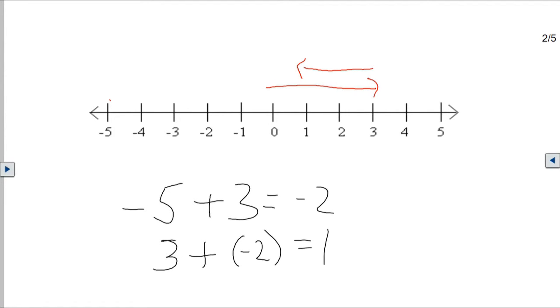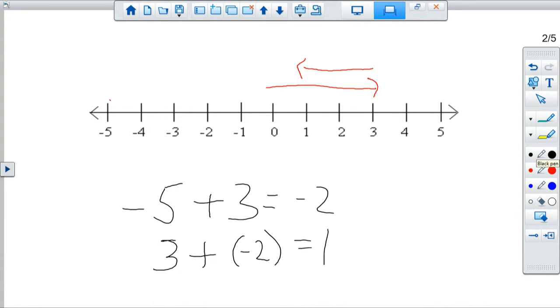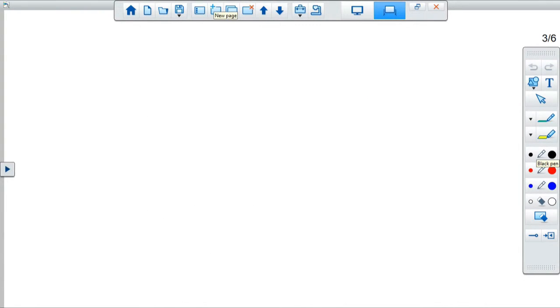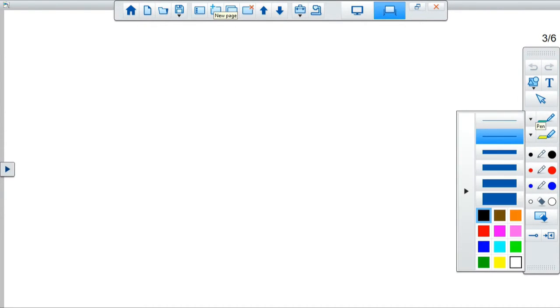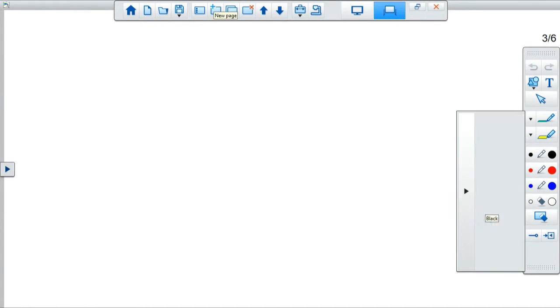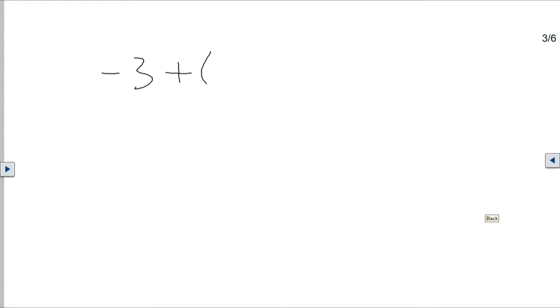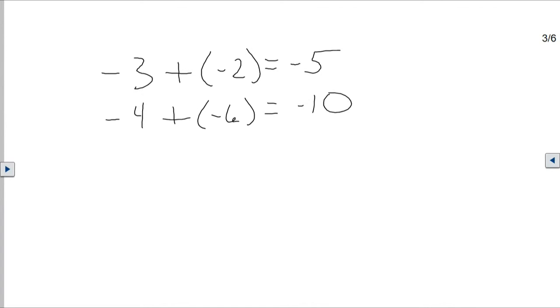Now let's analyze our patterns here. Because we've got 2 situations. Situation where we're going to add 2 of the same sign, 2 negatives in this case. So let's just rewrite a problem. Look at the pattern. -3 plus -2 equals -5. -4 plus -6 equals -10. So again, our pattern is we are just adding the positive form of the number. The answer is going to be a negative number.